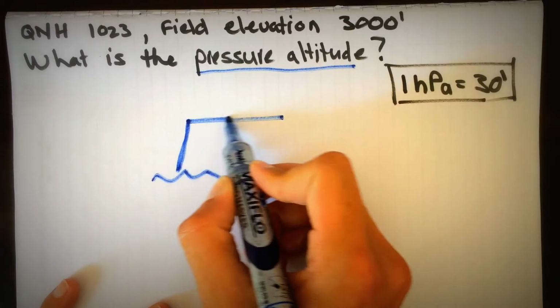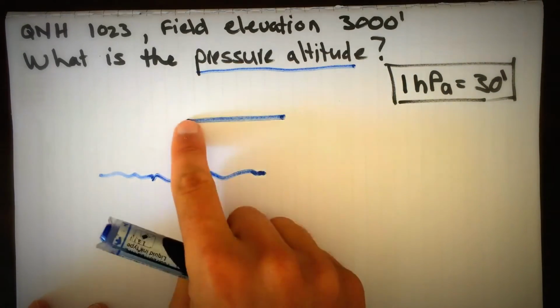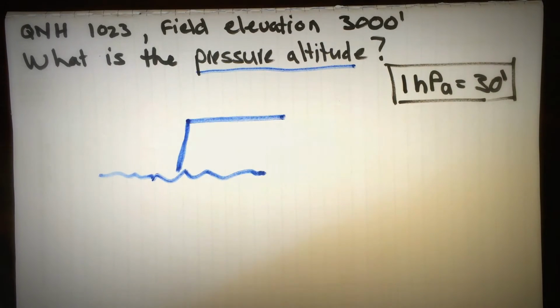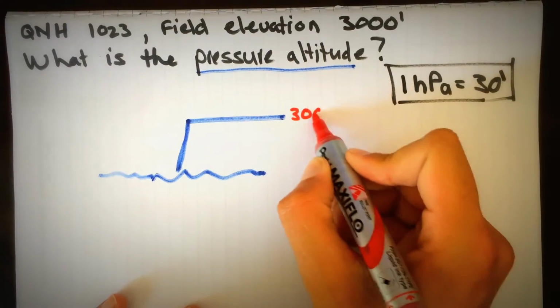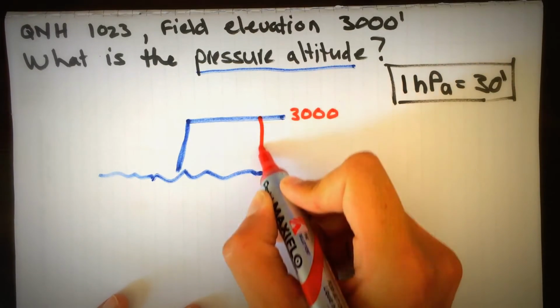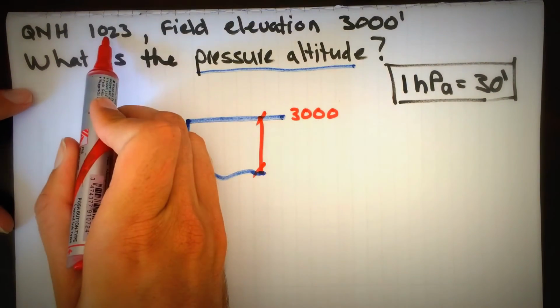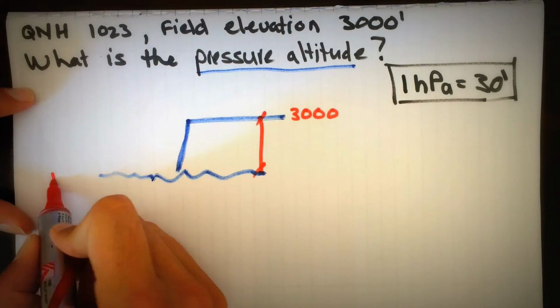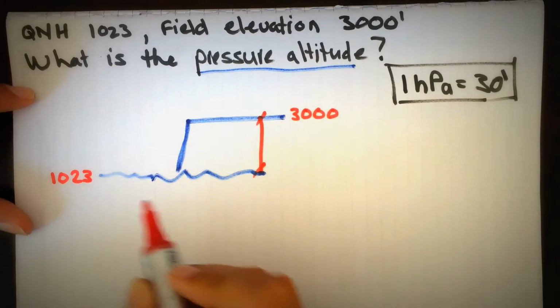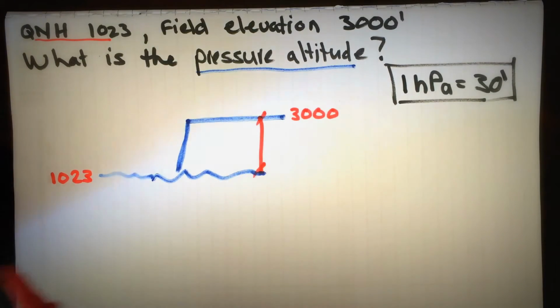Now, this is your ocean over here, and this is land. So what do we know about this field? We know that the field is 3,000 feet, so I'm going to write 3,000 feet. Now remember, 3,000 feet is from there all the way to sea level. Then we also know QNH 1023, so I'm going to write QNH in over here, 1023. And remember, QNH is the pressure at mean sea level, so that's why I've drawn it at 1023 at sea level.